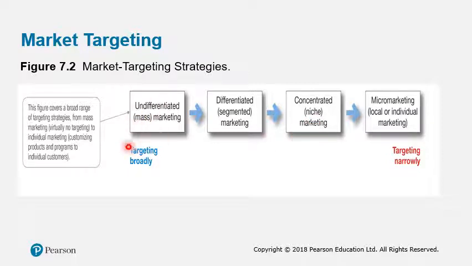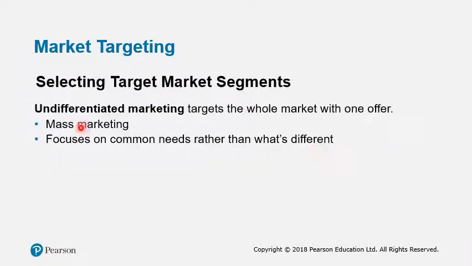Okay, let's look at what undifferentiated marketing is. This is when you target the whole market with one offer. It is also known as mass marketing, where you are focusing on common needs rather than what is different between each and every segment. For example, say you are the Clorox company and you produce Clorox. Clorox can be used for many purposes. You want to clean your clothes, white clothes for example, or you want to clean the toilets, or you can also use Clorox to clean your kitchen.